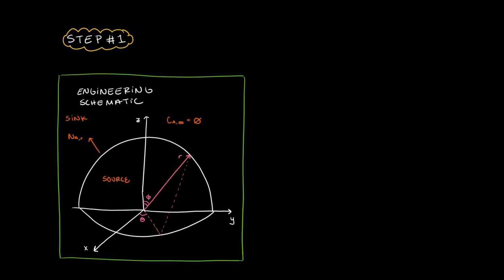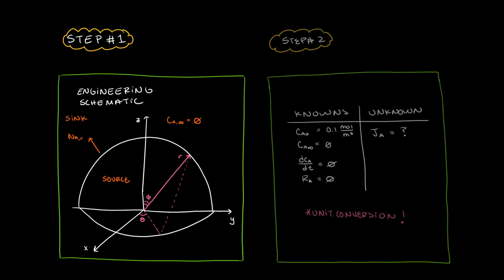First, make and label your engineering schematic. What are the fixed coordinates or coordinate system? Rectangular, spherical, or cylindrical? Where is the source? Is it constant? Where is the sink? The source and sink help you determine the direction of flux. What are the given boundary conditions? Are they concentrations or fluxes? Make sure to note all the units. You will never regret it.